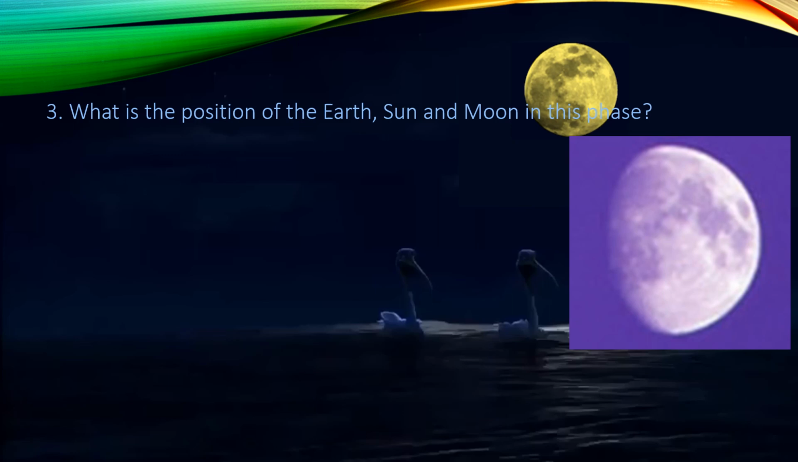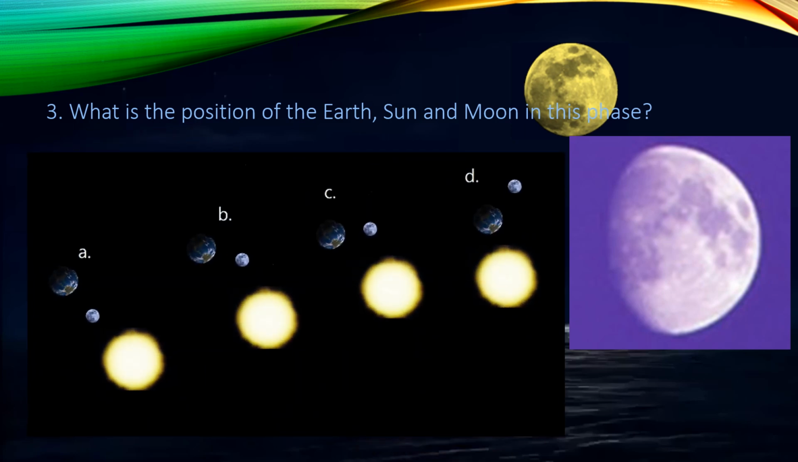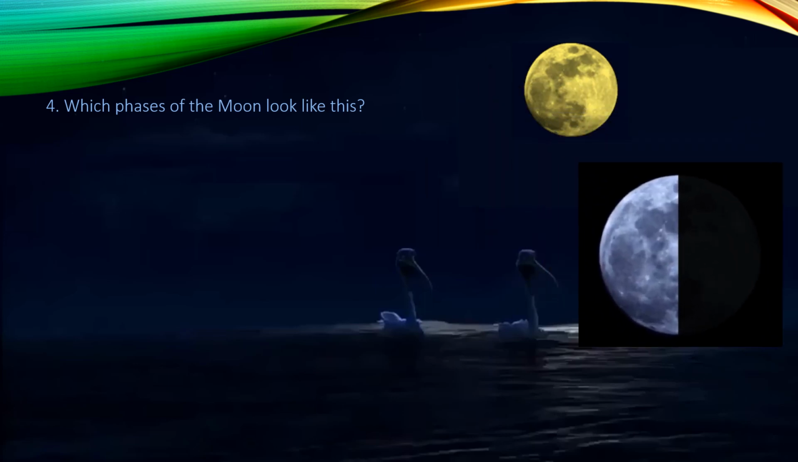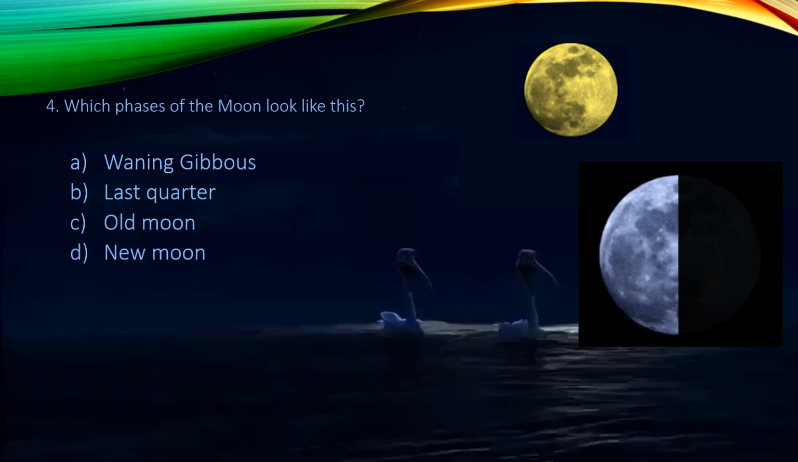What is the position of the Earth, Sun, and Moon in this picture? A. The Moon is between the Sun and Earth. B. The Moon is now going 1/4 of its phase. C. It goes around 1/4. Or D. It goes another 1/4. Which phase is like this? A. Waning gibbous. B. Last quarter. C. Old moon. D. New moon.